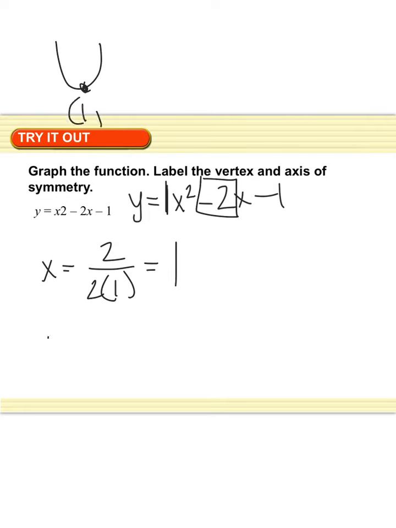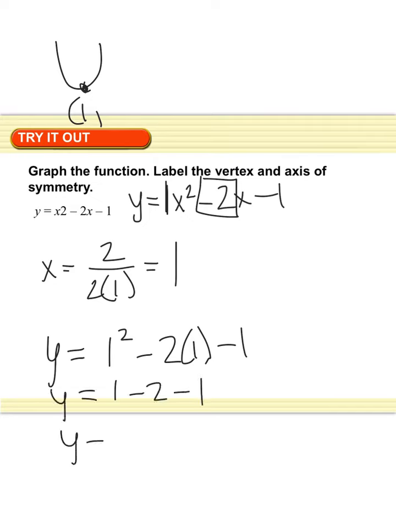Now we need to find the y. So plug in 1 for our x and solve for y. And we get negative 2. So now we know our y-coordinate for our vertex. So let's actually plot that here. So we're going to go over 1 and down 2. So here's my vertex, and we decided that the parabola was opening up.